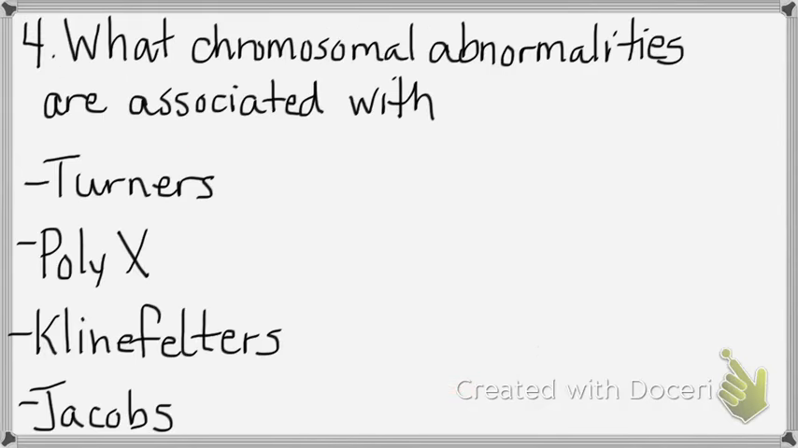Okay, number four, what chromosomal abnormalities are associated with each of these? And to follow along on this one, guys, I have it on page 125. In case you've forgotten, they're on page 125. So what chromosomal abnormalities associated with Turner syndrome? Only one X. So to show that we're missing the other X, we put a zero in that second position. And again, you may have filled out the table 10.1 for Turner syndrome. Okay, how about poly X? Three X's. Excellent job. And again, these are both females.